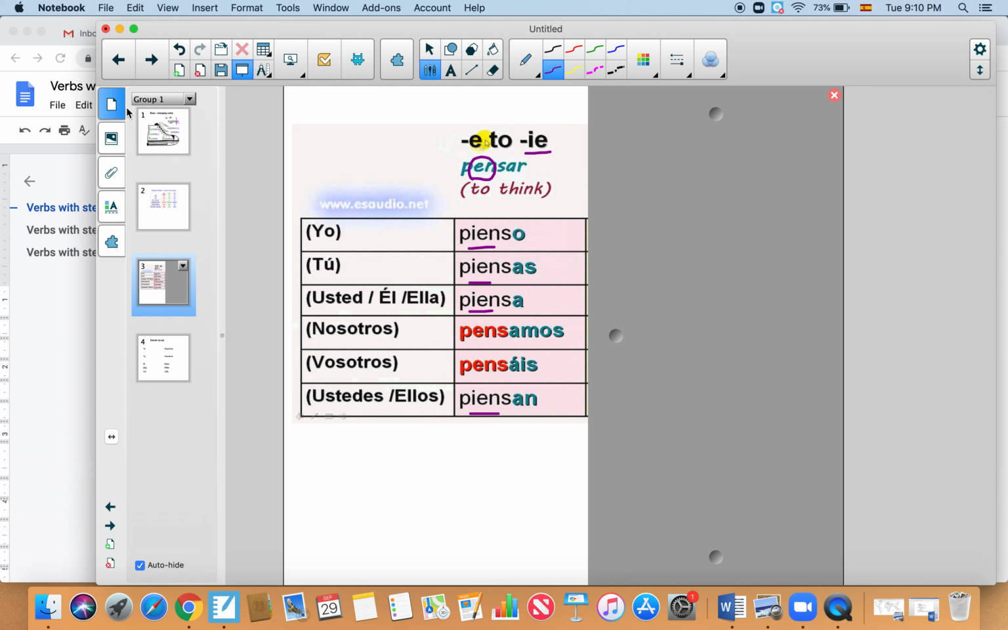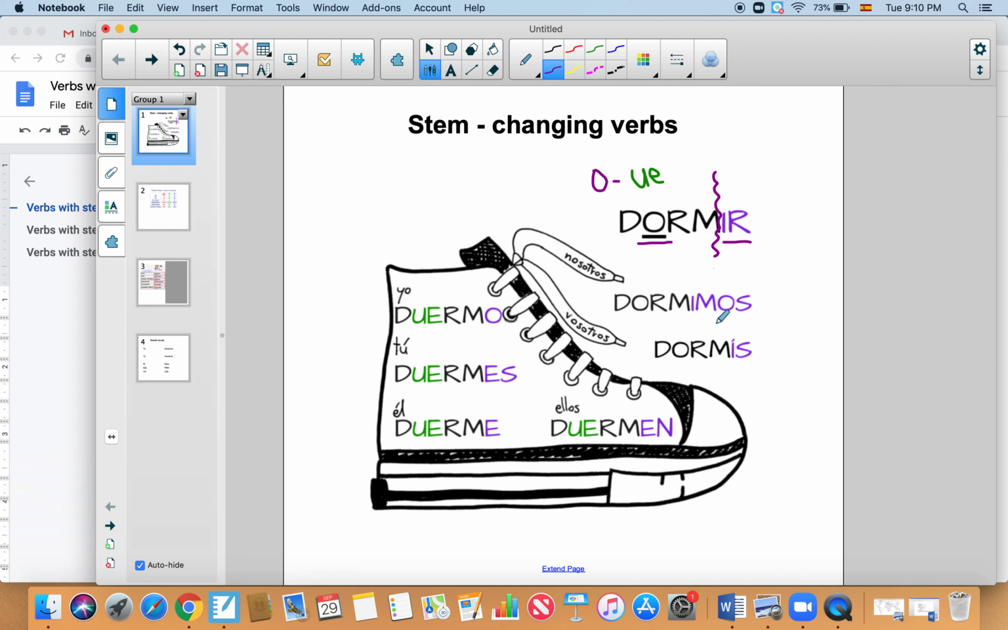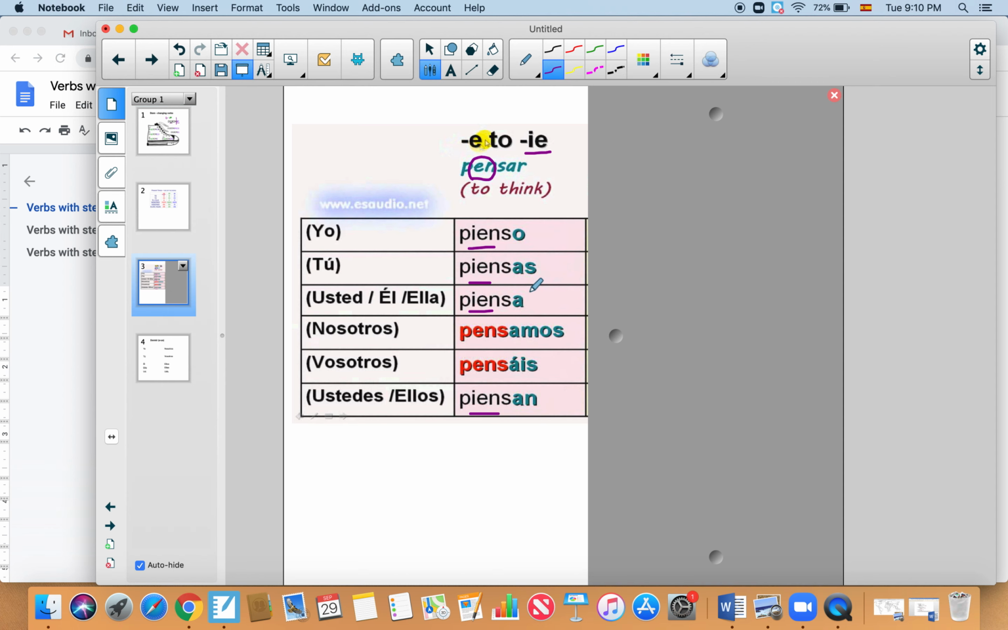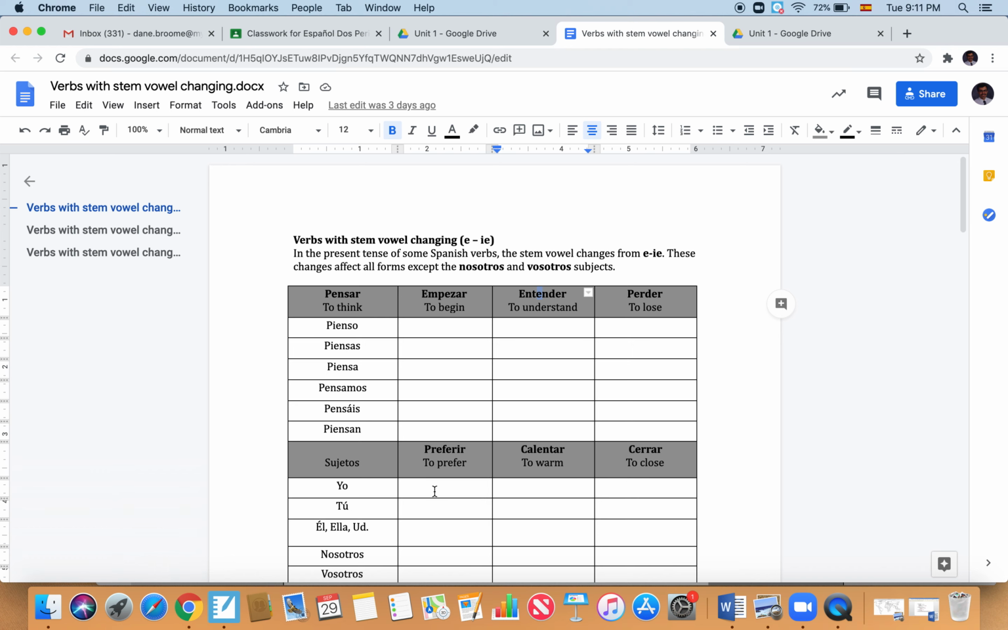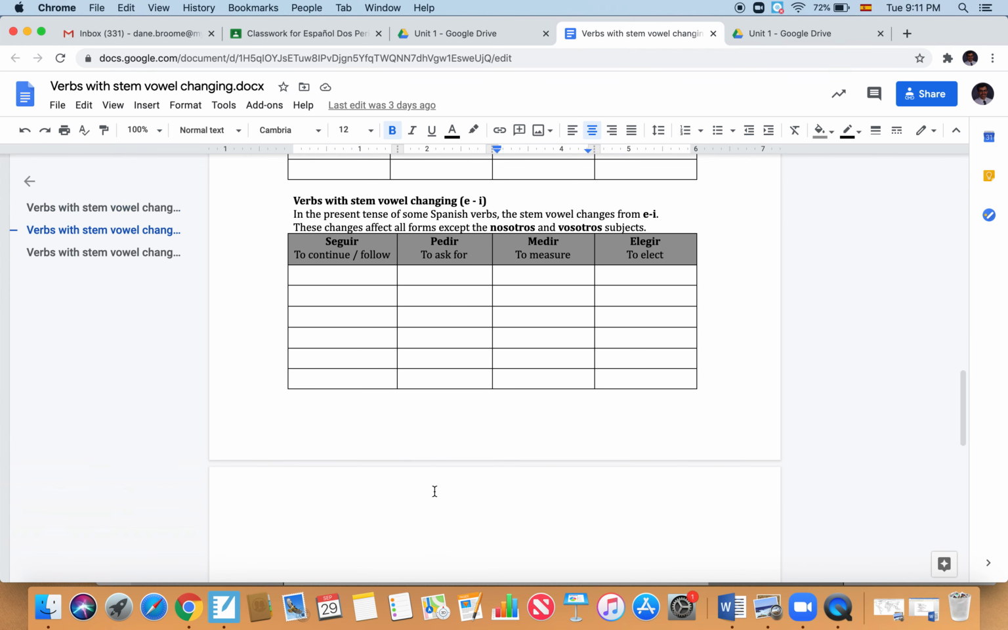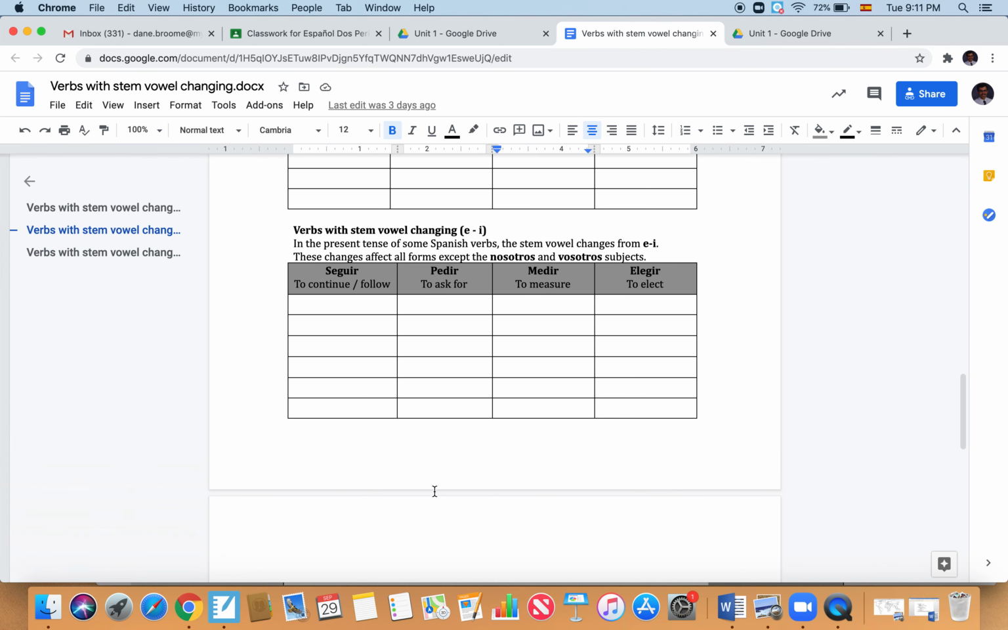Why? Because if you want to think about it like a shoe or a boot, the nosotros and vosotros form would be outside the boot. So that's kind of a theory that language teachers put together to explain it. Okay? So that's a little bit about E to IE stem changers. Let's look at E to I. Okay, on our list, this is going to be the very bottom of the list here.